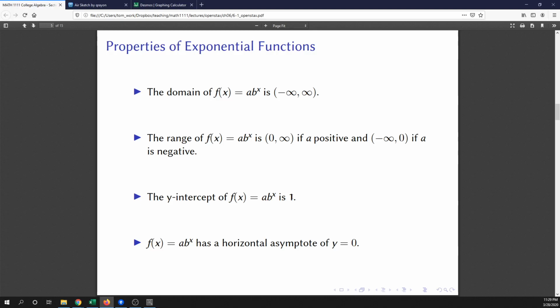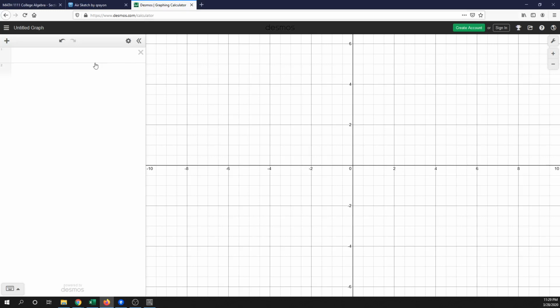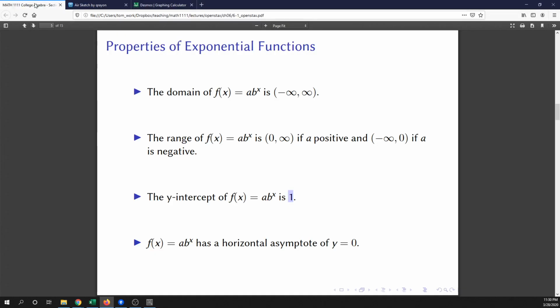All right, you can see a typo right here. The y-intercept of f of x equals a times b to the x is a, so this should be a right here. For instance, if I graph f of x equals 3 times 2 to the x, we can see that's where the y-intercept is. And if I did 2, you can see that's where the y-intercept is there. So make sure you note that that's a typo, and I'll fix that before I post these notes.